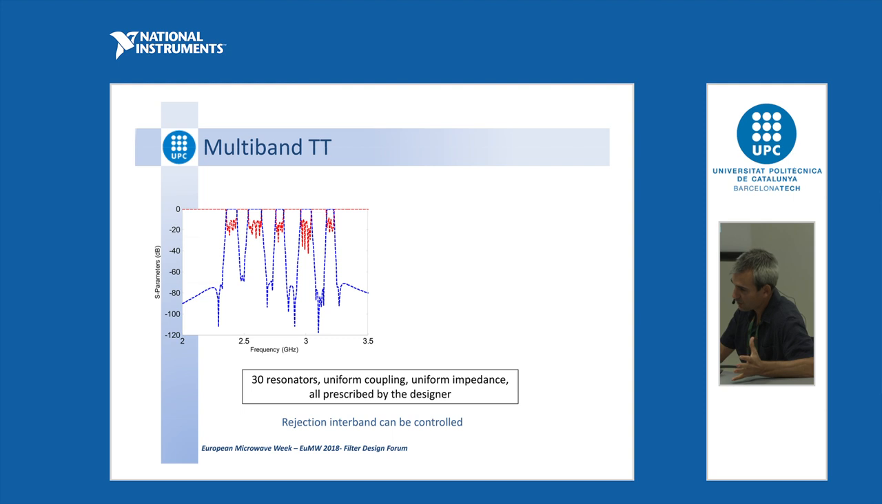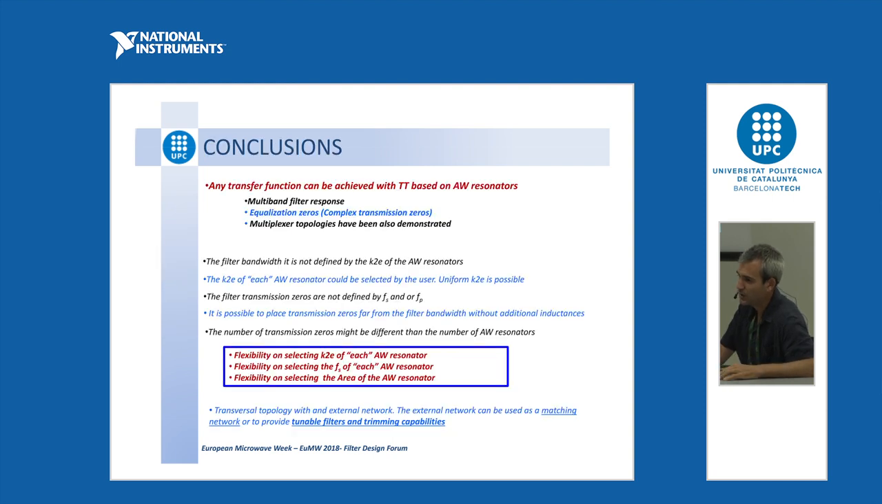So we think we can conclude that this new topology that we propose can create any type of response: multiband, equalized responses, or it can be used for creating multiplexers. The bandwidth is not dominated by the coupling coefficient. The coupling coefficient is set by the designer. And we can place the transmission zeros wherever we want, close to the passband or very far from the passband. Some other conclusions that we have not shown here are that we also have flexibility in selecting the impedance of the resonators, so the area of the resonators, and also the resonant frequencies.